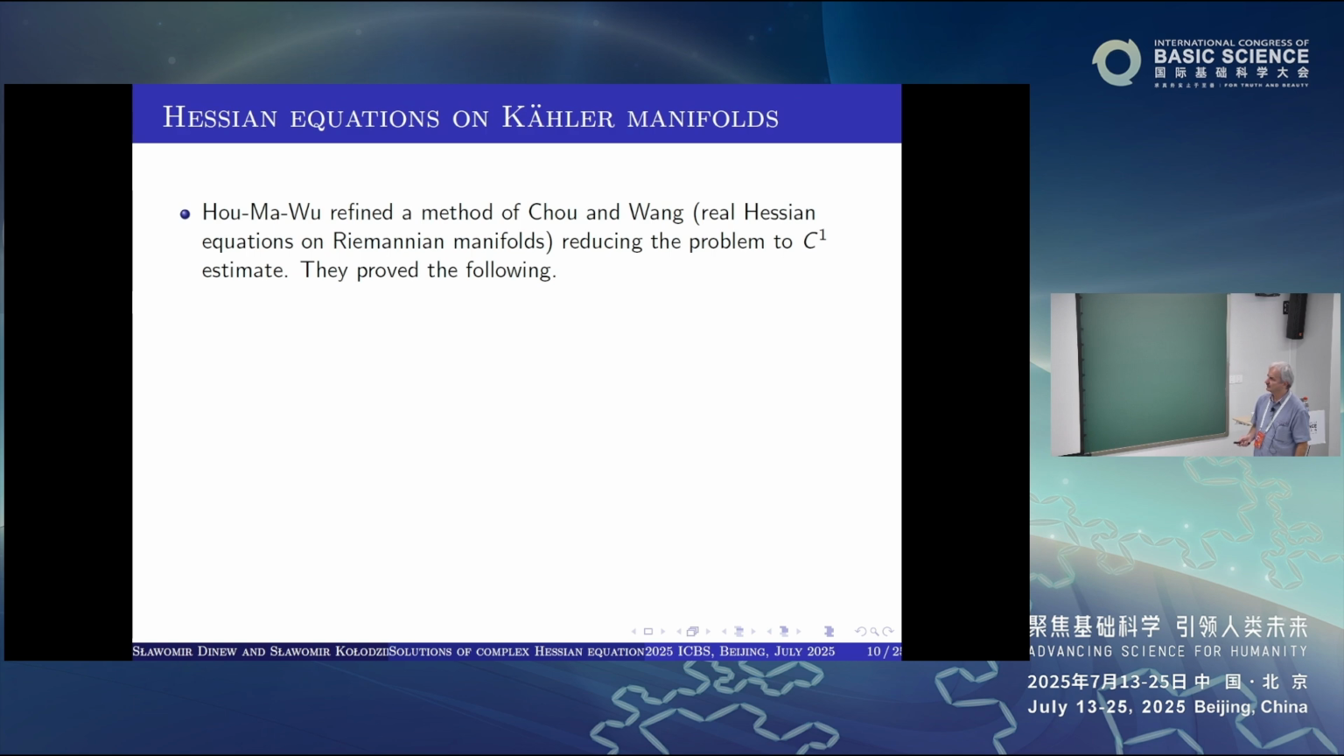And then the first good idea was by Hou, Ma, and Wu, who used the method of Chou and Wang, who dealt with real Hessian equations on Riemannian manifolds. And this was done in the early 2000s. This method reduces the C2 estimate to a C1 estimate.